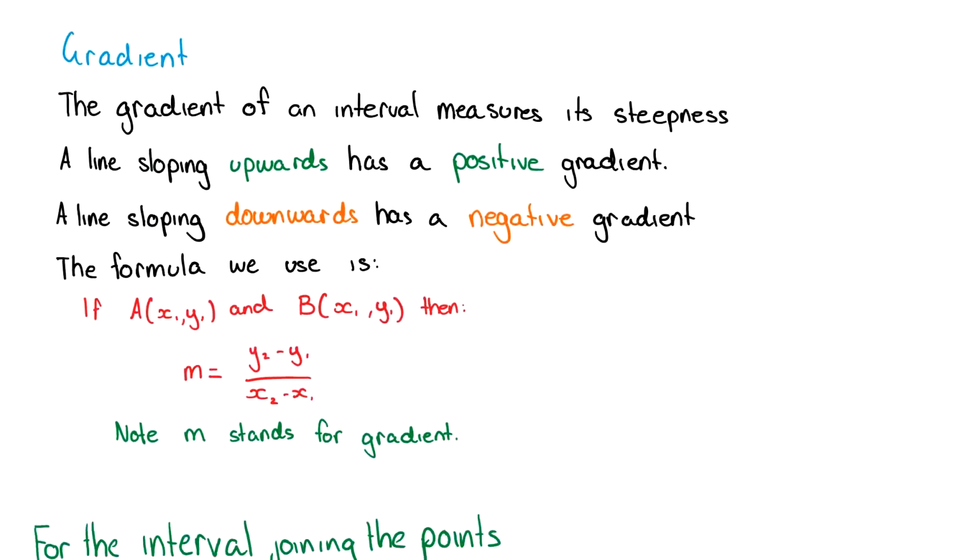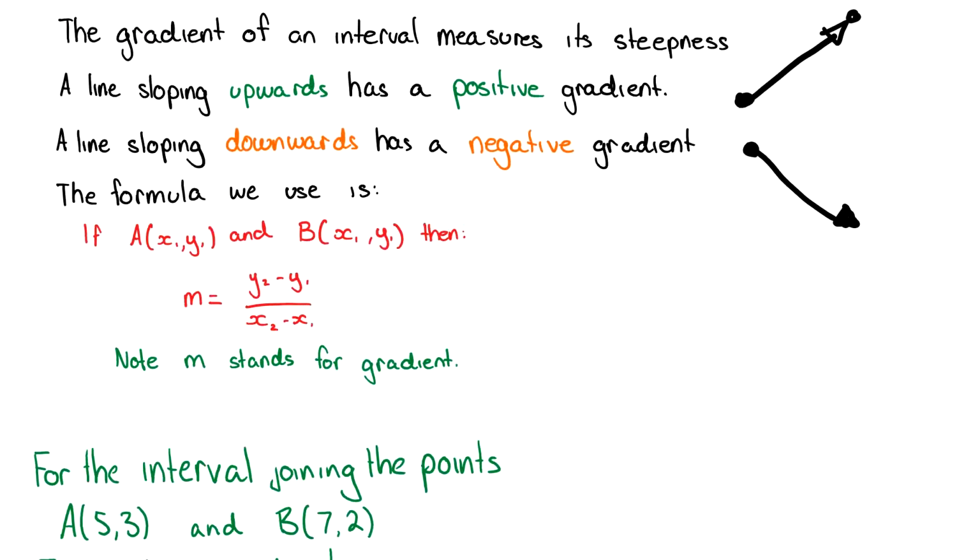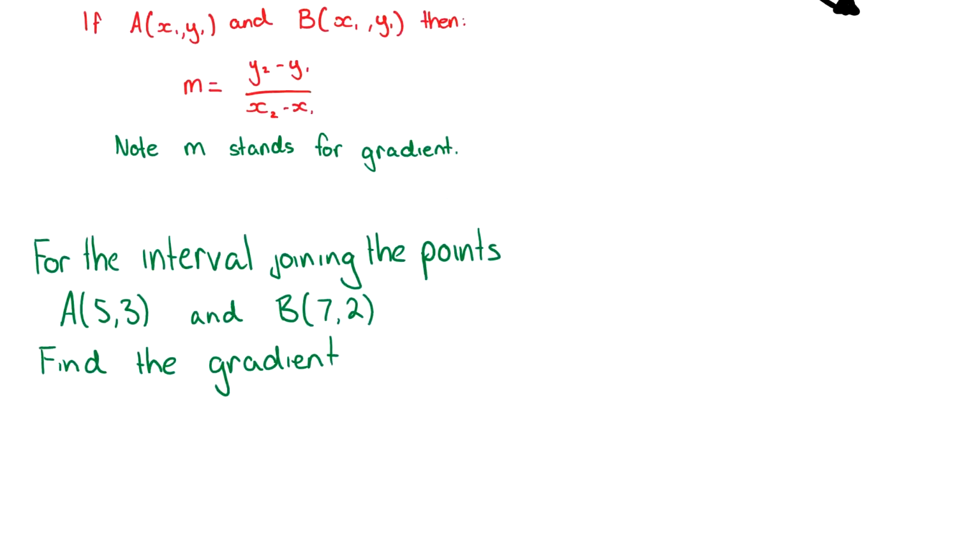Alright, the gradient. The gradient of an interval measures how steep it is. If the line's going from bottom left upwards, like this direction, that would say we have a positive gradient. Now, if we have the opposite, going from top left to bottom right, where we're going downwards, we say that is a negative gradient and it has a negative value. So there is a formula, y2 minus y1 over x2 minus x1, and the letter we use for representing gradient is m.